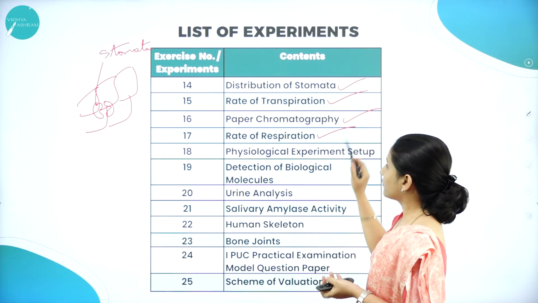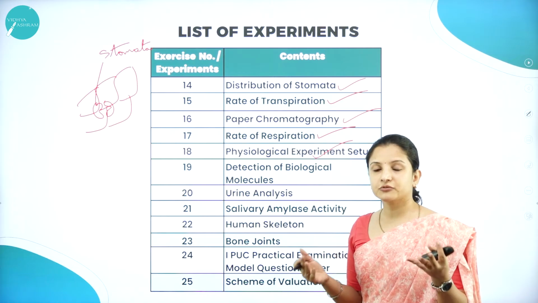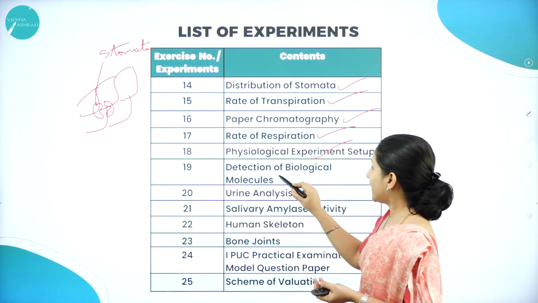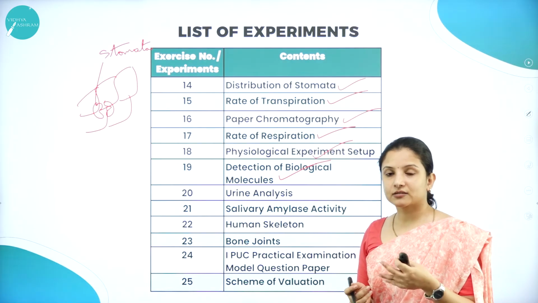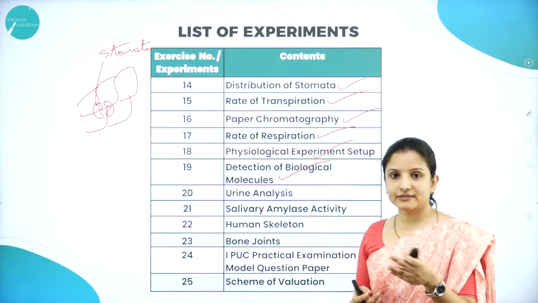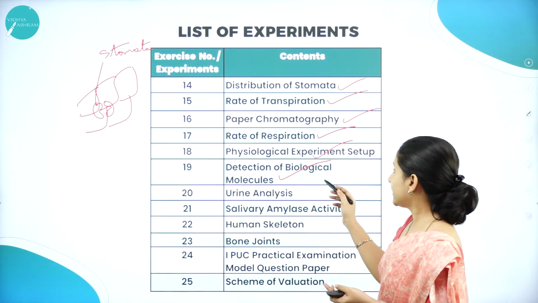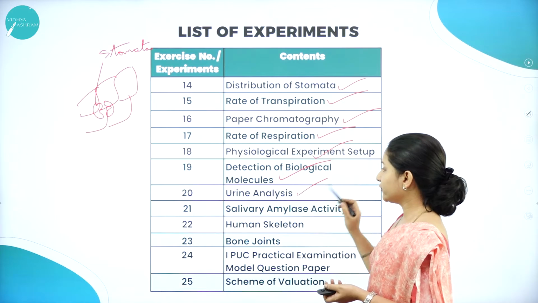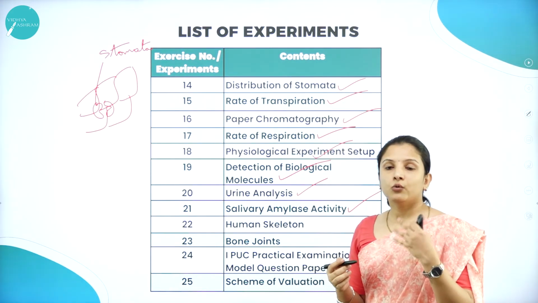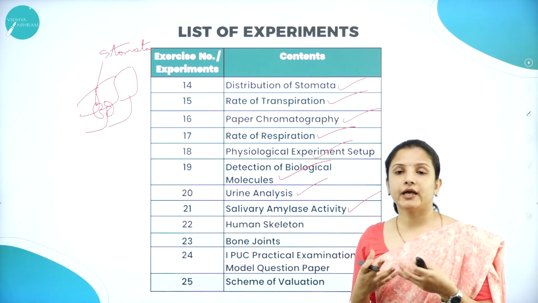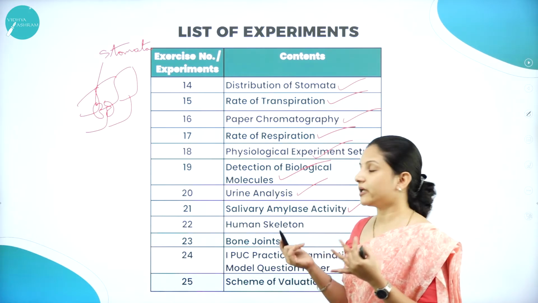Then you'll also study the rate of respiration. Then physiological experimental setups will be kept, wherein you'll study that. And you'll study the detection of biological molecules, like in a plant extract, how many types of secondary metabolites are there, terpenoids, phenols, and whether they are present or absent. Then you will go in for urine analysis, then salivary amylase activity, wherein you find out how much amylase is there in the saliva sample. By taking a swab, you'll do the experiment.